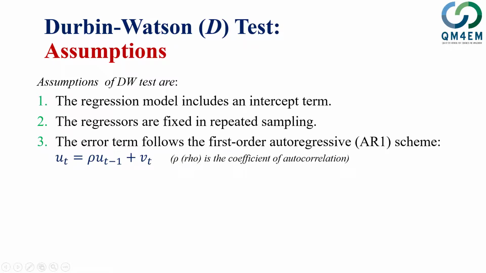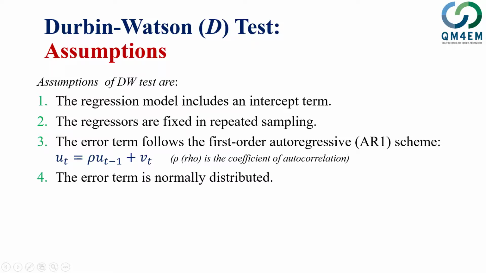The third assumption says that the error terms follow the first order autoregressive, or AR(1), scheme. Now this is a very important assumption. The Durbin-Watson d statistic is based on the assumption that the error term is only correlated with the first lag value only. So in other words, the Durbin-Watson d statistic checks for first order autoregression only. It can't check for autoregression of order 2, 3 or higher. So that's a very important assumption.